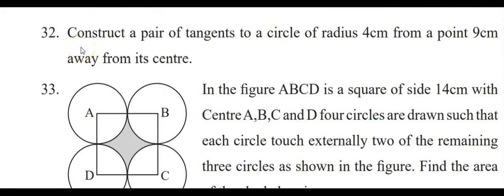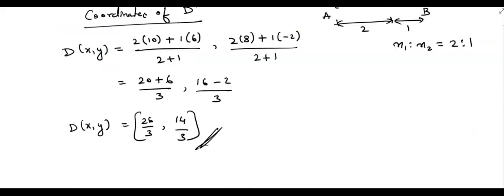Next, question number 32. Construct a pair of tangents to a circle of radius 4 cm from a point 9 cm away from its center. Come, let me solve this problem.